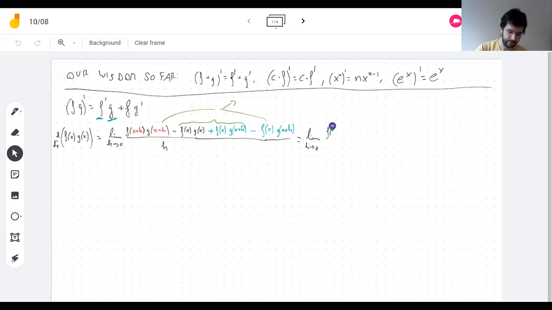So this sum is f of x plus h g of x plus h minus f of x g of x plus h. So these two factors, maybe it should still be blue, have a common factor of g of x plus h. This is so convenient. And now there's the remaining two factors that have a common factor of f of x. So exciting.